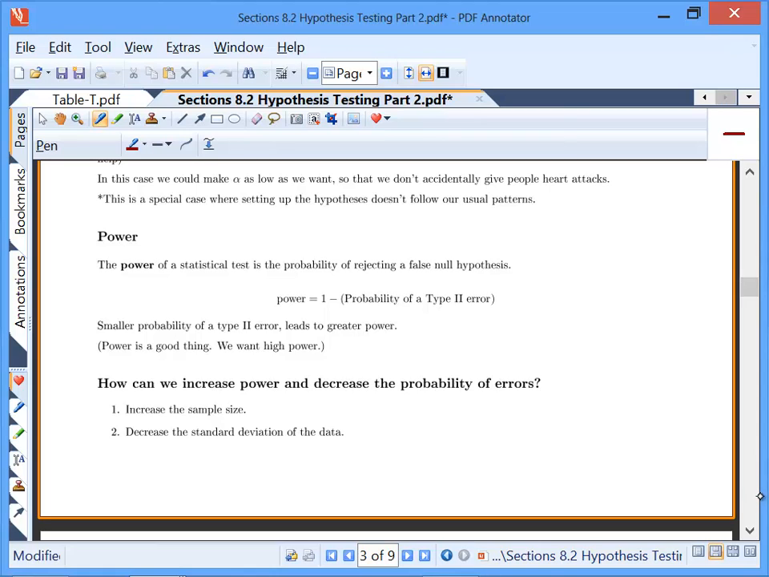So how can we increase power and decrease the probability of errors? We know that we can't just set the probability of one error really, really small, because then the probability of the other type of error goes up. So how can you make both probabilities go smaller at the same time? You increase the sample size. Now remember, if you do increase the sample size, you might get results that are statistically significant, but they might not be practically significant. Or you can also decrease the standard deviation of the data, but that is usually out of your control.